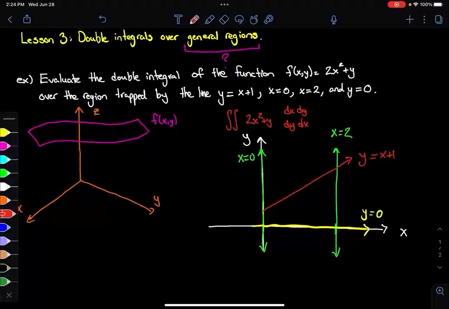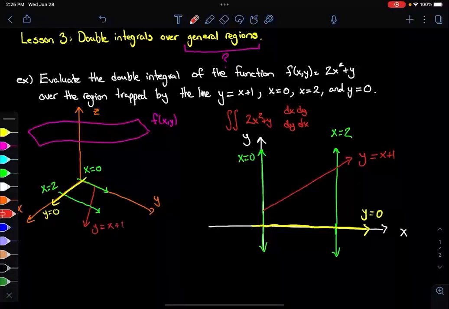You just have to think about it in a slightly backwards way, but there's our line, y equals x plus 1. There's x equals 0. Here is x equals 2. I'll label these x equals 2, x equals 0. There's y equals 0. And here's our line, y equals x plus 1. And the region of integration that we are concerning ourselves with is this right here. That is what we want. We want to integrate over that.